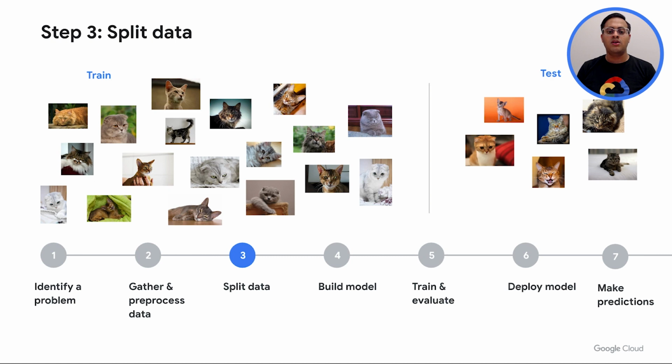In step 3, we split the entire dataset into two parts, one for training the model and one for testing it. We do not expose the testing dataset to the model during training. This removes any bias in the model prediction and ensures that our model generalizes well.